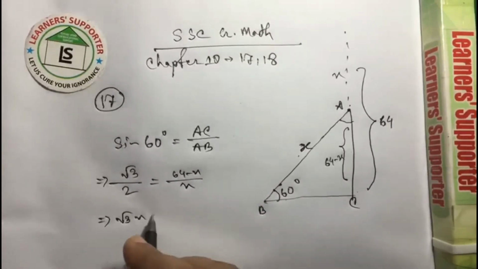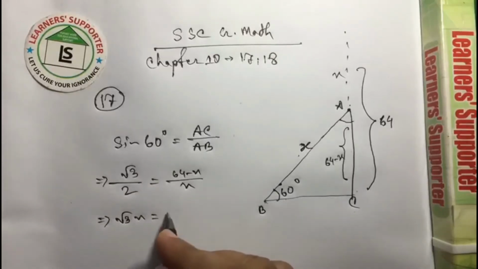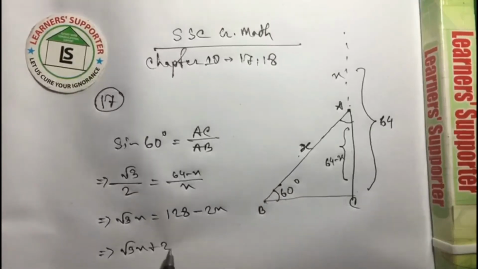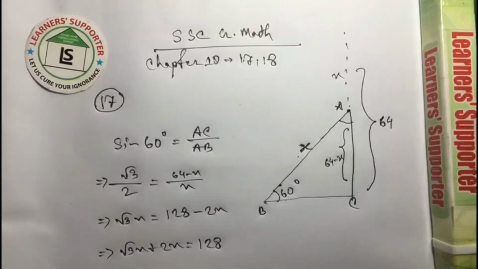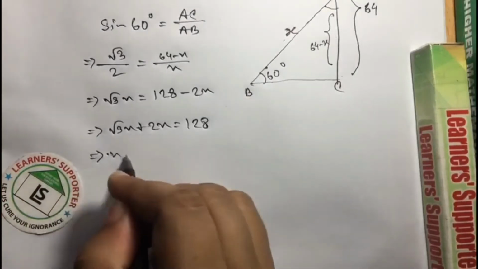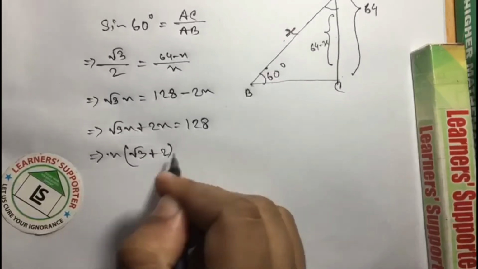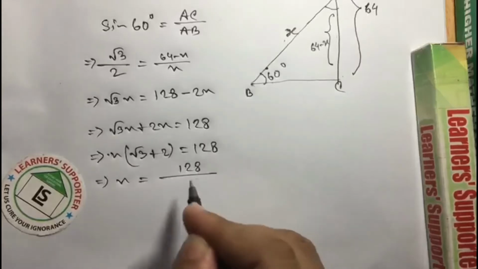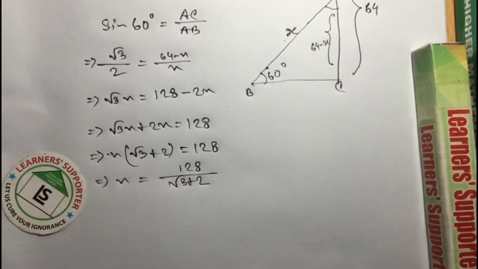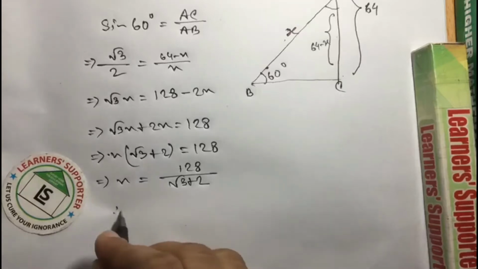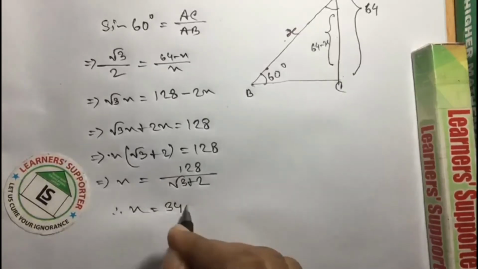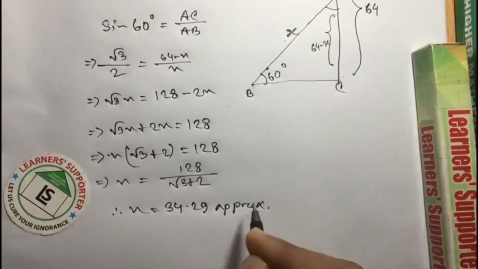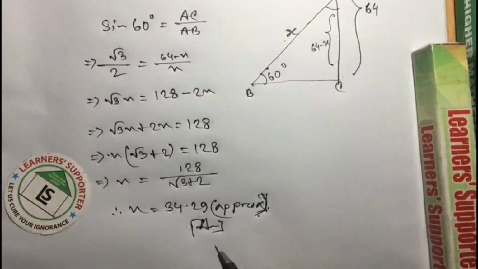Root 3x equals 64 times 2, that is 128, minus 2x. Root 3x plus 2x equals 128. If we take x common, then it will be x times root 3 plus 2 equals 128, and x equals 128 divided by root 3 plus 2, which is 34.29. And it is an approximate result, and it is the answer of our question.